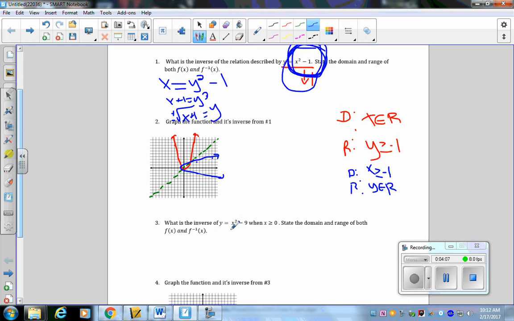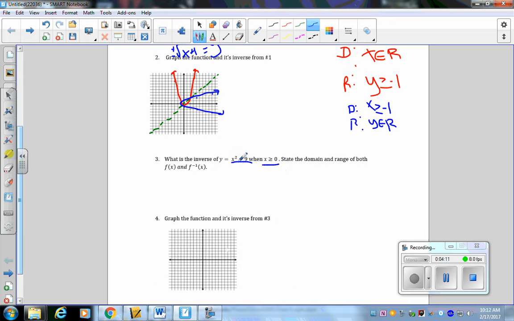Now let's take a look at what happens when we restrict our domain and we only graph part of it. So this time we're graphing x squared minus 9, but only for when x is greater than or equal to 0. So that means I'm starting out down 9. 1, 2, 3, 4, 5, 6, 7, 8.